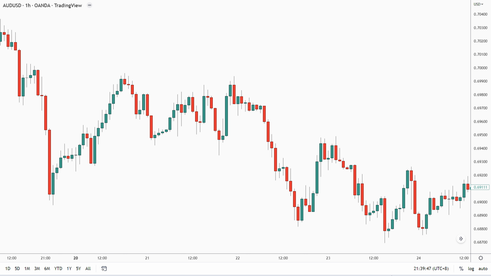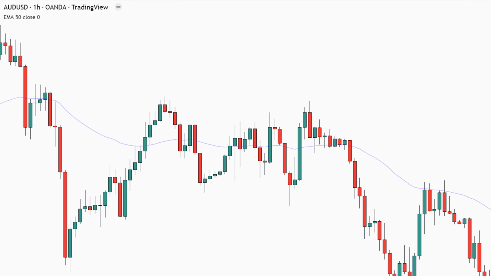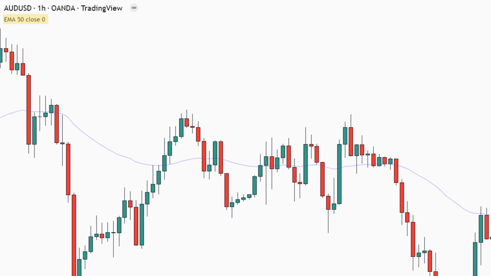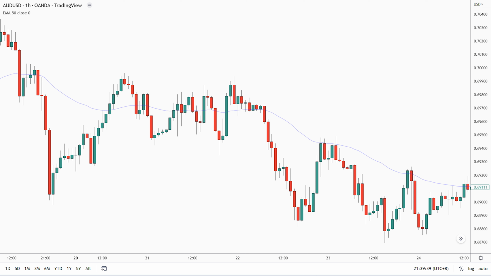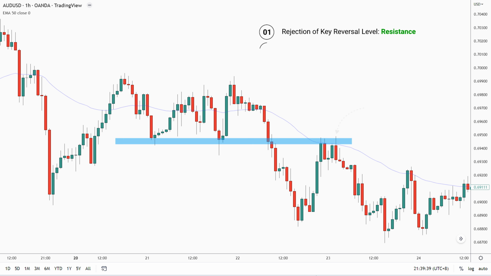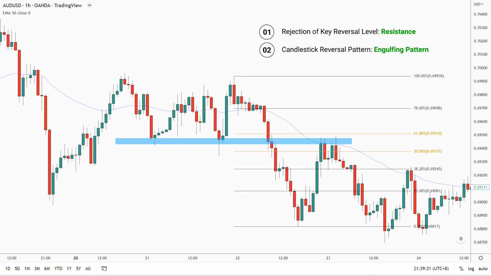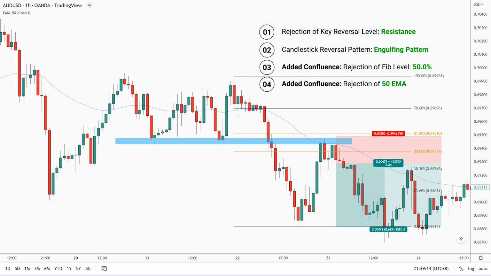Other than Fibonacci retracement levels, we could also use indicators, like for instance the 50 EMA. The more trade entry confluence, the better. This makes your trade bias more valid and, of course, increases the probability of winning. Rejection of key reversal level, another engulfing pattern, rejection of 50% fib level, and, lastly, rejection of 50 EMA. Here, we would have gained 2.34% at 1% risk.